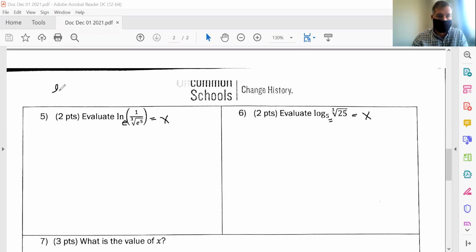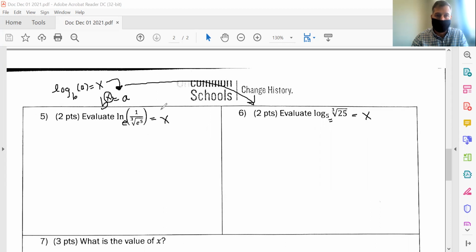If I have something like log base b of a equals x, the first thing I'm going to do is rewrite this as b to the x equals a. The argument becomes the answer. The answer to our log is the exponent. This little conversion is absolutely necessary and will win you 1 point on each of these two problems. So we're looking for the exponent.